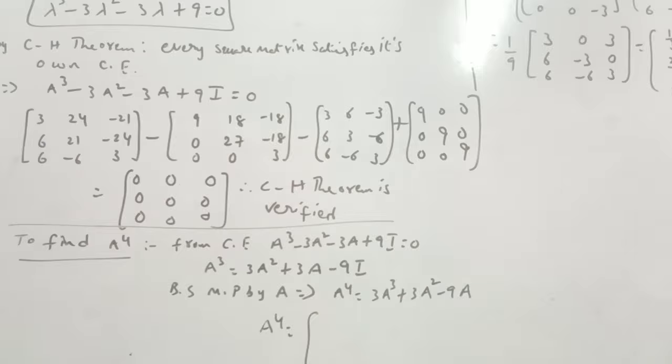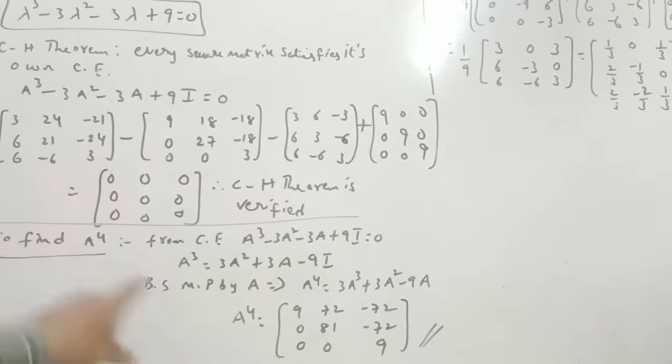A power 4 I got 972, minus 72. Then the second row is what? 0, 81, minus 72. Then the third row is what? 0, 0, 9. Like this, you have to find A power 4 using the Cayley-Hamilton theorem.